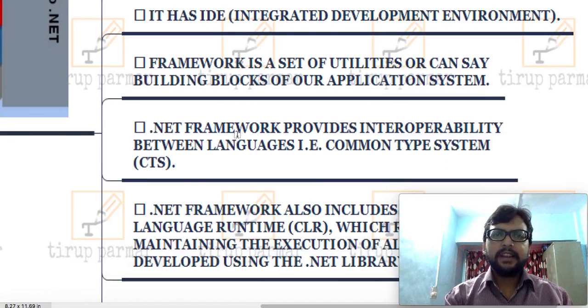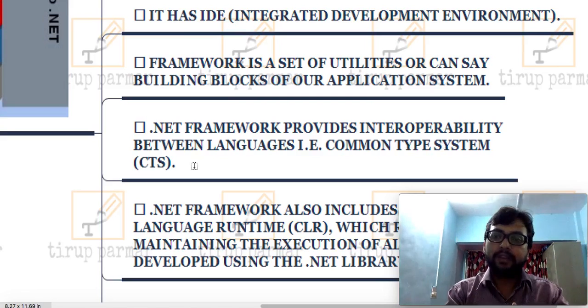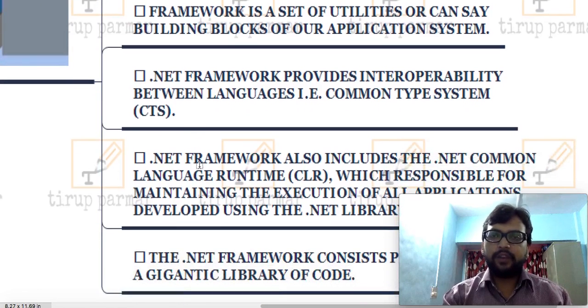Next point is .NET framework provides interoperability between languages. As we say, common type system, it provides one system only where we can operate, or we can develop applications in multiple languages. So using the same software, we can develop applications in multiple languages. So that's what we mean by common type system. For multiple languages, interoperability is allowed.